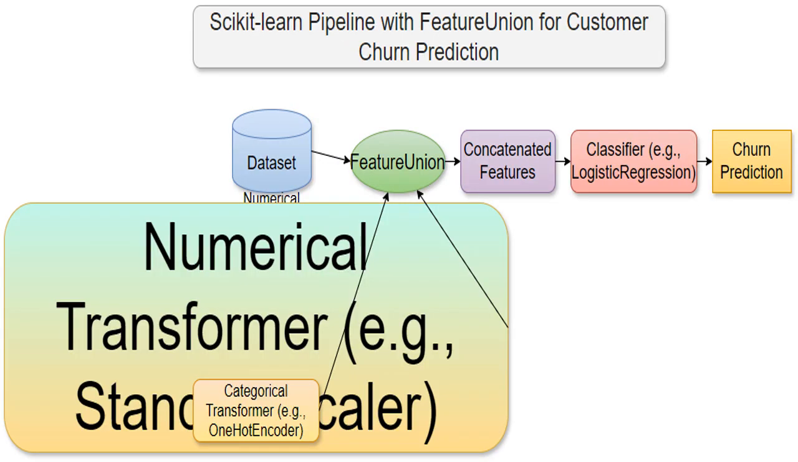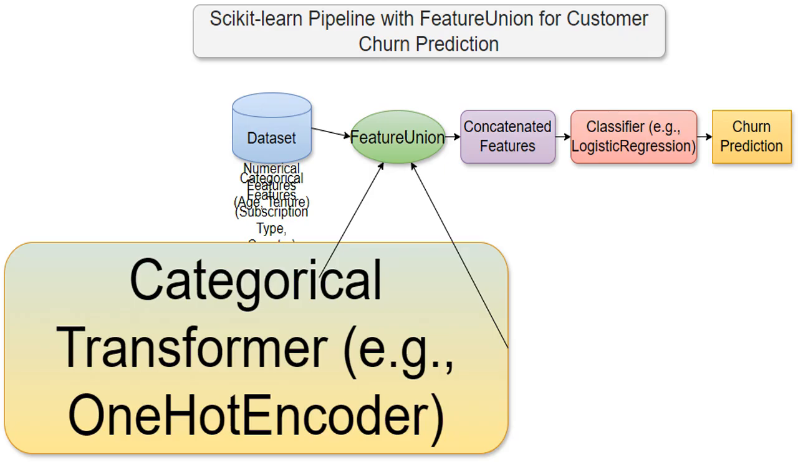This is a pre-processing step specifically for numerical features. For instance, StandardScaler transforms numerical features to have zero mean and unit variance. This is done to improve model performance. This is a pre-processing step for categorical data. OneHotEncoder converts categorical features into numerical vectors. This converts categories like basic and premium into numerical representations that the machine learning model can understand.